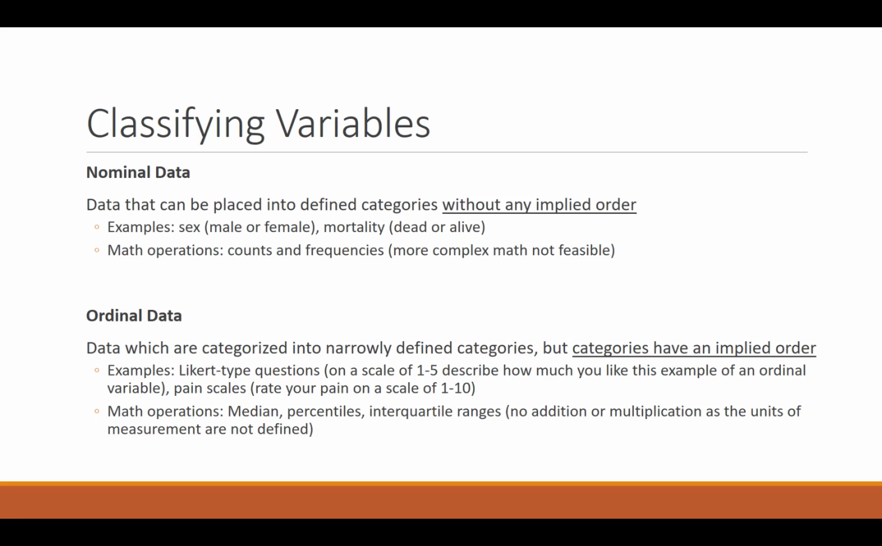The next type of variable would be ordinal variables, which are data that are categorized into narrowly defined categories like nominal data, but the categories have an implied order. A common example of this would be Likert type scales, like a pain scale. So on a scale of 1 to 10, how severe is your pain?